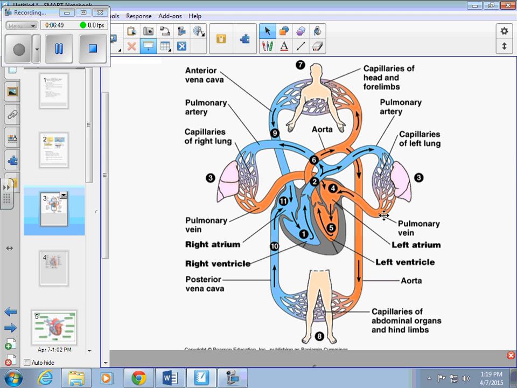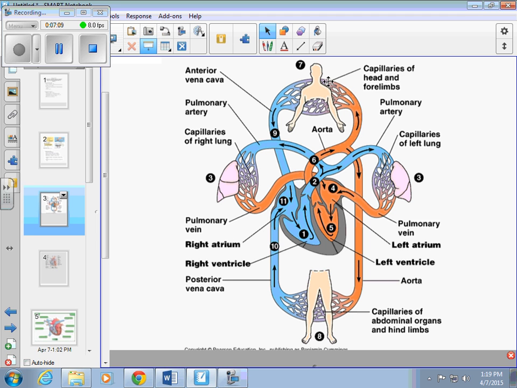So the pulmonary vein will bring oxygenated blood back to the left atrium. From the left atrium, it's going to go into the left ventricle. From the left ventricle, it's going to exit the heart through the biggest artery of the body, which is your aorta. And this is where our systemic circulation picks up.